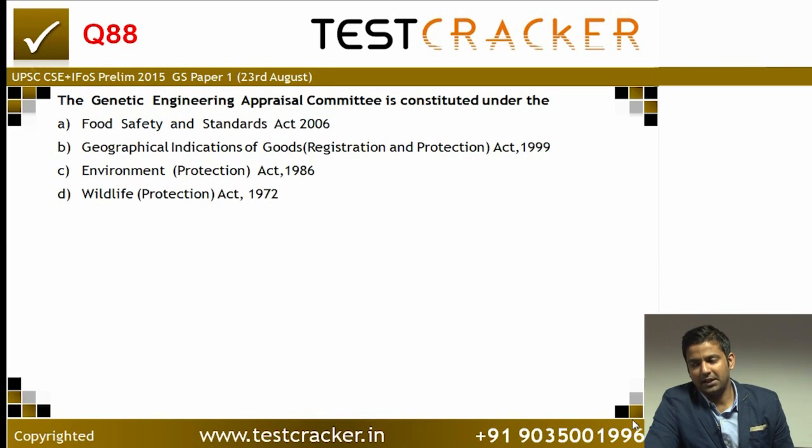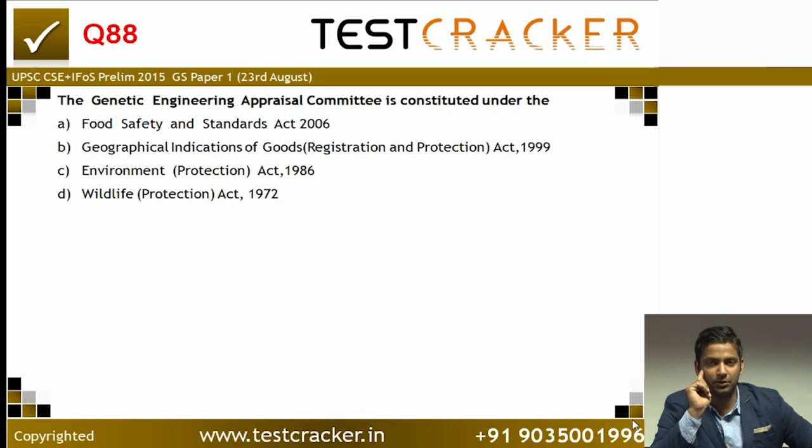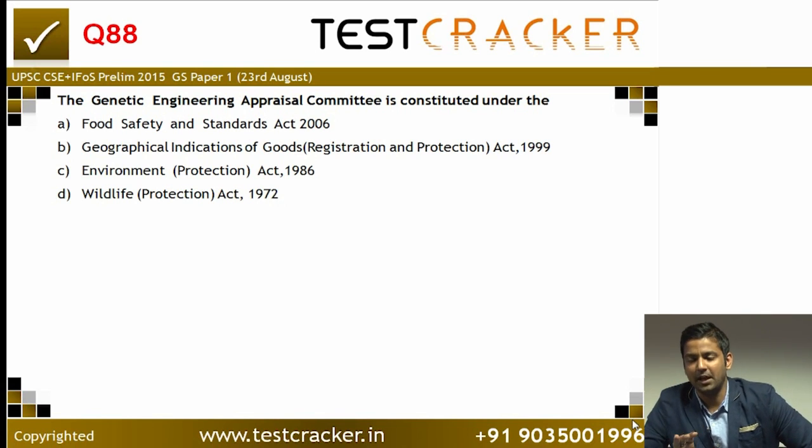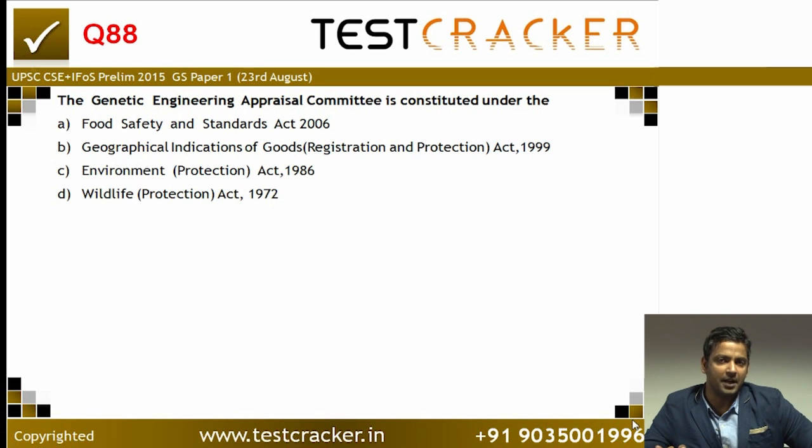Question 88, Genetic Engineering Appraisal Committee. Here your choice would come down to just 2 of the 4, which would be Food Safety and Standards Act and Environment Protection Act. And you can answer it logically even if you were confused between these two options. Food Safety and Standards Act would relate to what? Food items. Now, Genetic Engineering Appraisal Committee, right? So, maybe for BT brinjal you may think it is applicable, but what about BT cotton, right? And also, why is Genetic Engineering Appraisal Committee frequently in news? When is the last time it was in news?